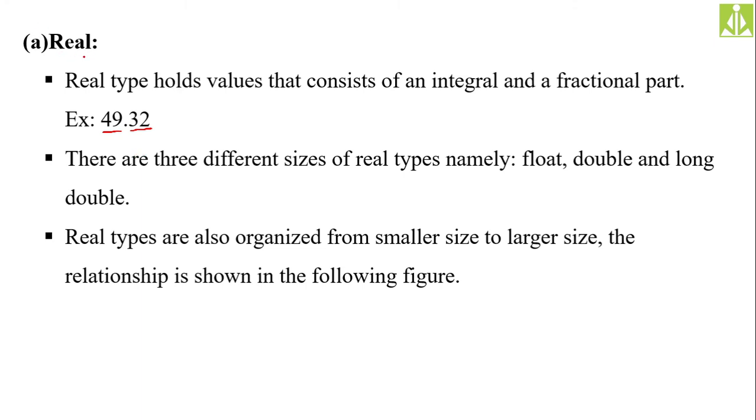There are three different sizes of real types. Again, when we talk about these real types, we have three different sizes. That is float, double, and long double. Why this categorization, or why this separation, in the sense, why do we have different types of real numbers? Based on their sizes. If you take float, you will get a small amount of memory. Double, somewhat big, and long double, it is a very huge value. They are also organized from smaller size to the larger size.